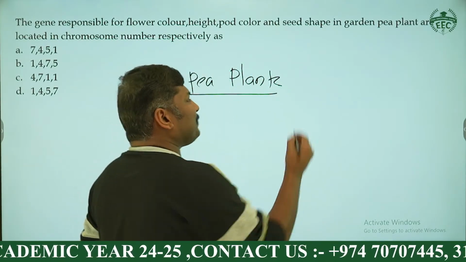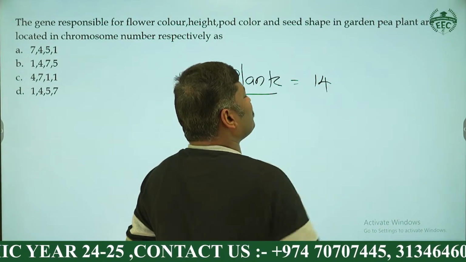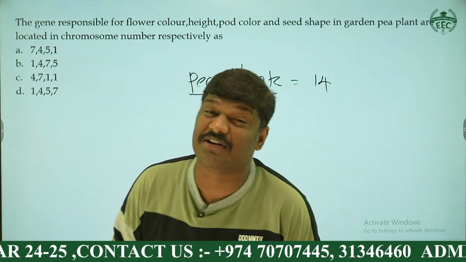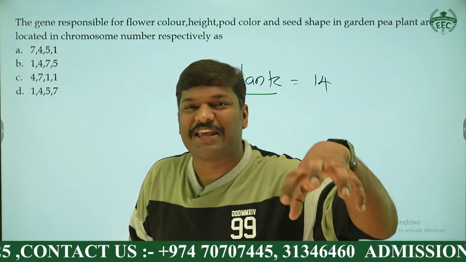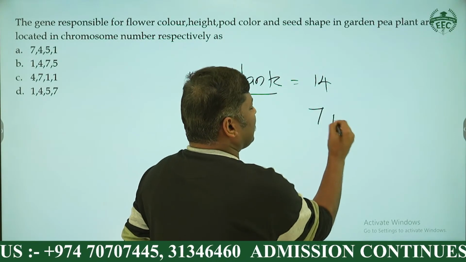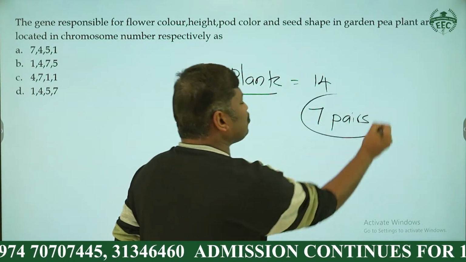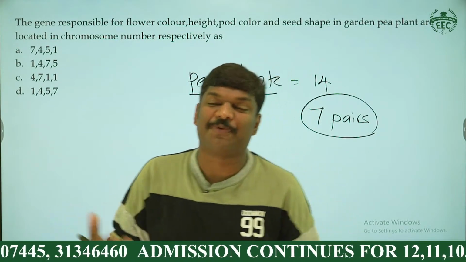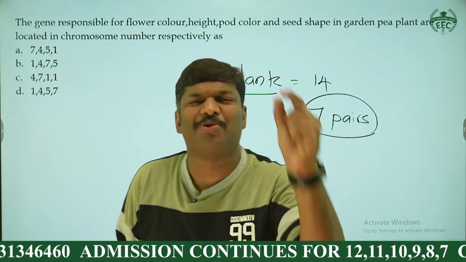Okay, and here you can see the pea plant, you can see the total number of chromosomes. There are 14 chromosomes, and that term is also not given in the textbook. Out of the 14 chromosomes, there are 7 pairs of chromosomes. 7 pairs means what? 14 chromosomes, right? And 7 homologous pairs.